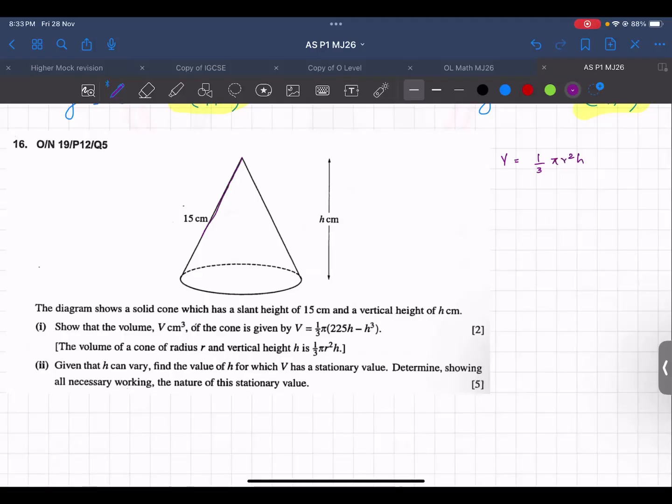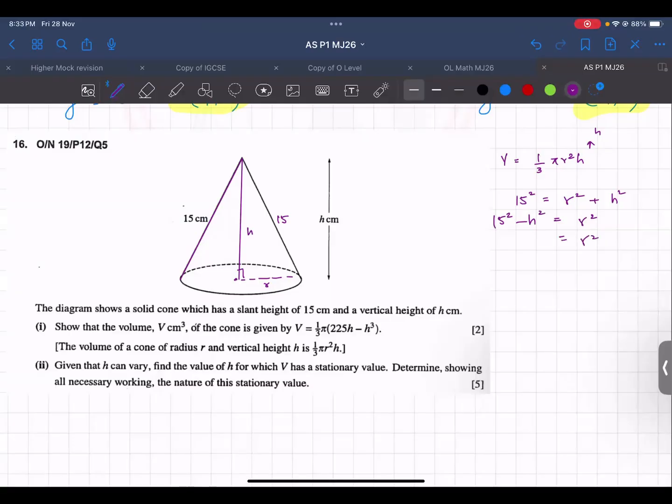And we have the slant height. We don't have the radius. Radius is this one. And this is the height, the straight height. So h, the height, is still h. The radius, we will have to find in terms of this h by using the Pythagoras theorem, the right angle triangle. So 15 square is equal to r square plus h square. So r square is equal to 15 square minus h square.